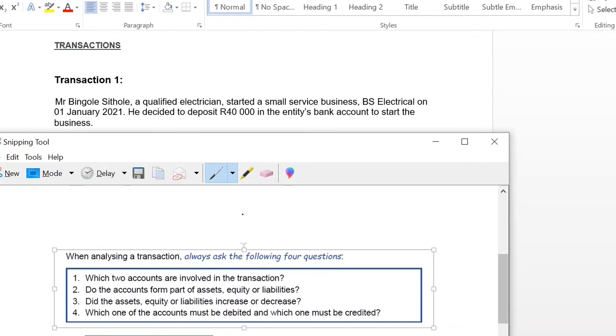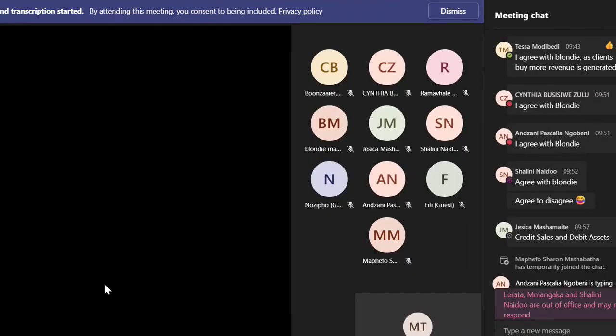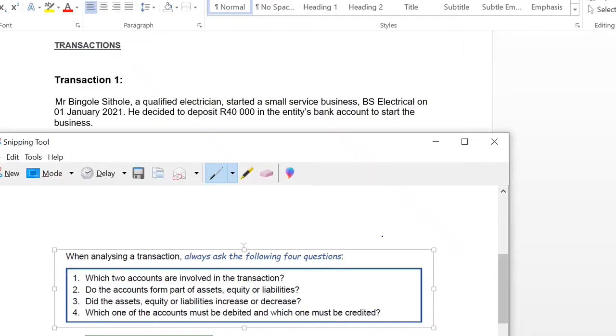Capital is equity. Number 2 is, do the accounts form part of asset, equity, or liability? Capital forms part of equity, and bank is an asset. Number 3, did the asset, equity, or liability increase or decrease? Did the capital account increase or decrease? Did bank increase or decrease? The bank increased and the capital increased.